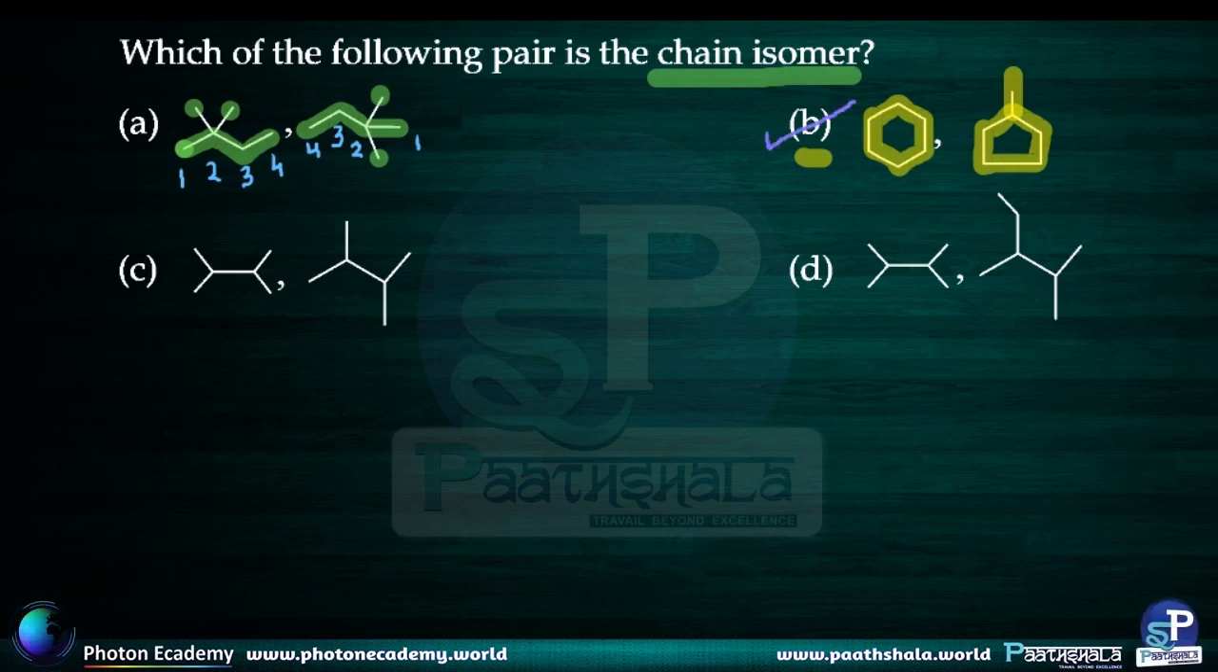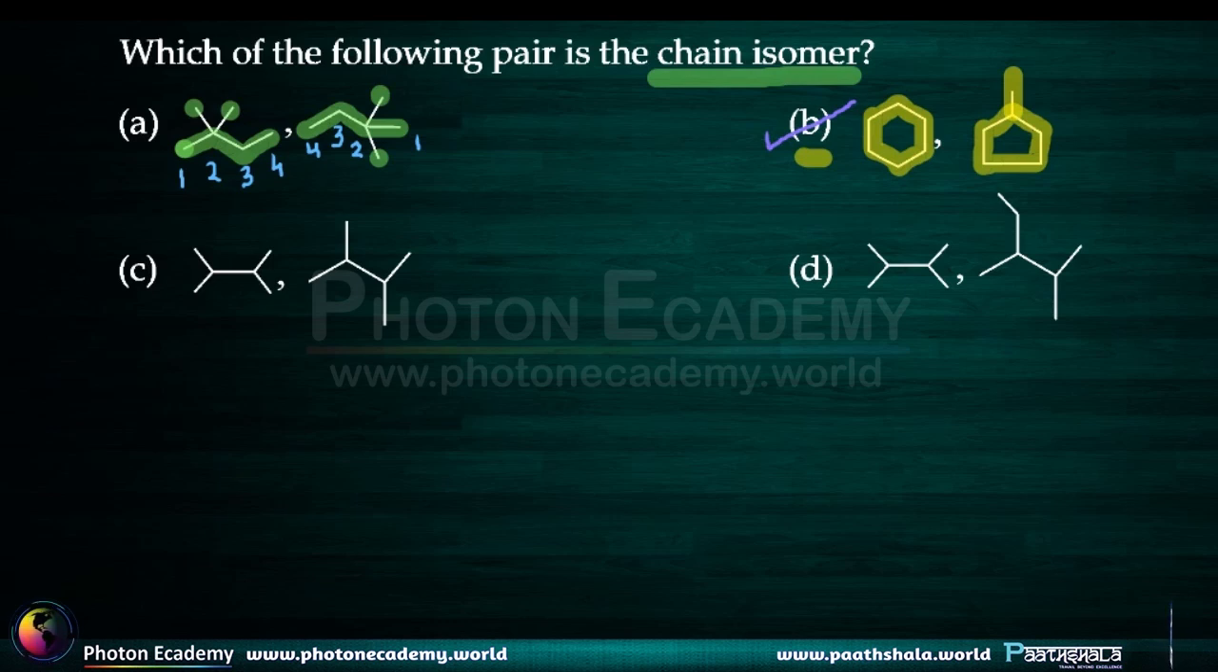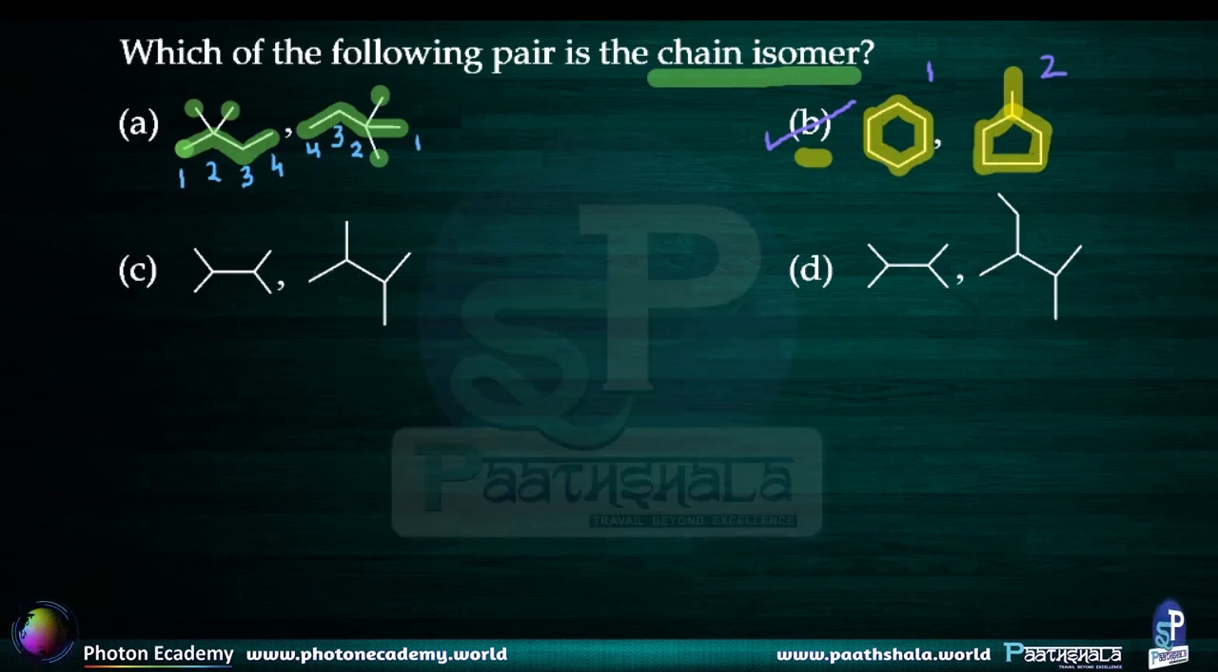Hence option B is the appropriate answer to this question, because the molecular formula of both these compounds, compound 1 and compound 2, is the same, but what is changing is the arrangement of the carbon atoms inside the chain. Now let's understand why option C and option D are not appropriate answers to this question.